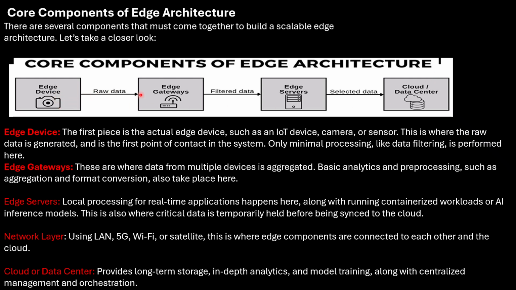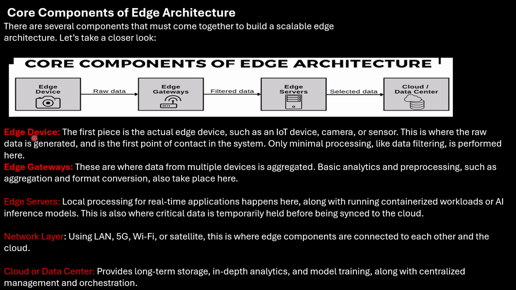which sends raw data to the edge gateway, where it is filtered. The data is then sent to edge servers, and the edge server's selected data is sent to the cloud or data center. Now, what each component means.